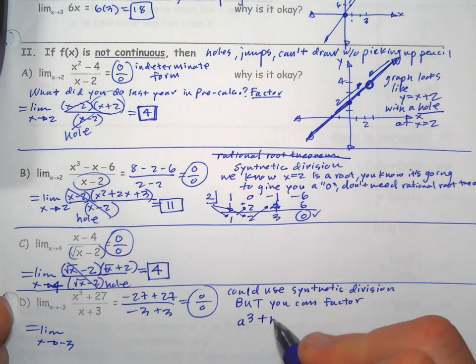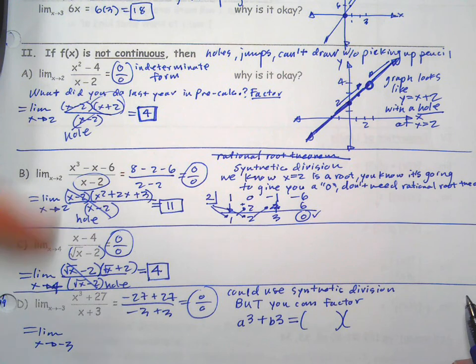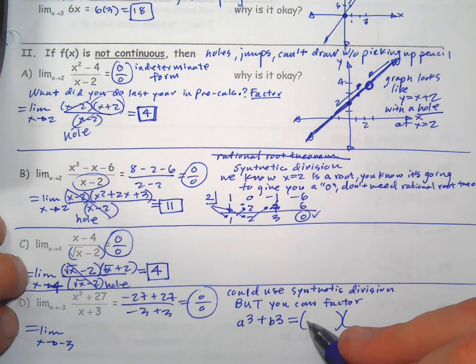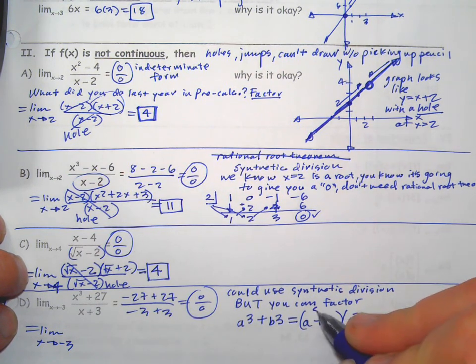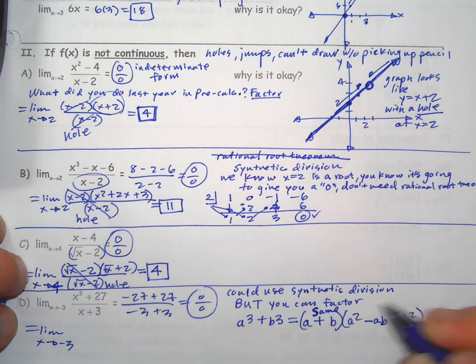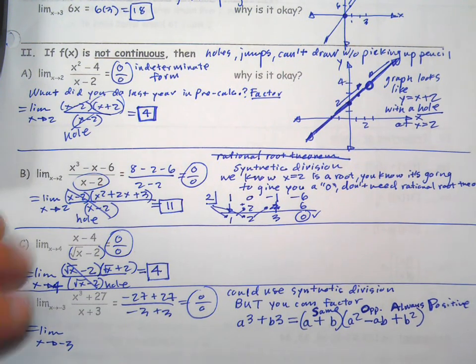A cubed plus b cubed. It's the SOAP thing, right? Now the SOAP just tells you what the signs are: same, opposite, always positive. The rest of the pattern, hopefully you can remember, it's going to be a and it's going to be b, and it's going to be a squared and it's going to be b squared. In the middle, you multiply them together. And then same, opposite, always positive. Same, opposite, always positive. So if that helps.